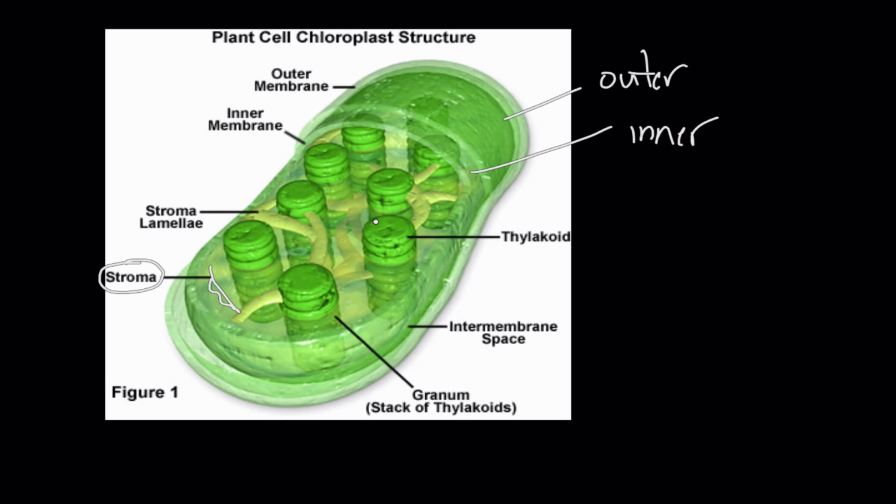Stacked like pennies inside of the stroma are these structures called thylakoids. Thylakoids are made up of individual grana, these things that look like pancakes, and there are interconnections between them. So it has a very endoplasmic reticulum, Golgi kind of feel to it. But the idea here is exactly like we saw in mitochondria. It's a vast amount of surface area packed into a very small area.